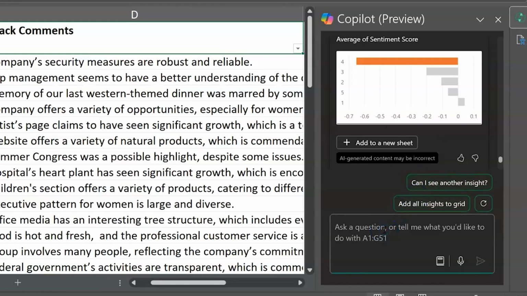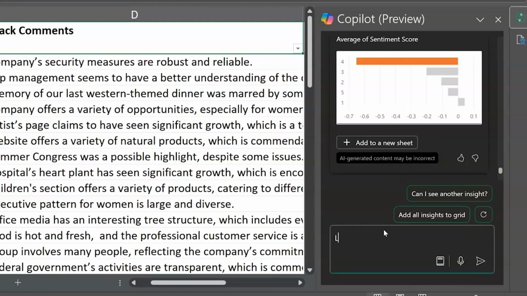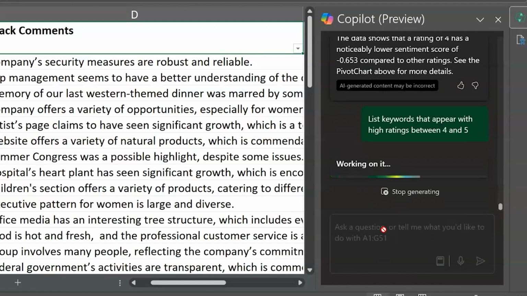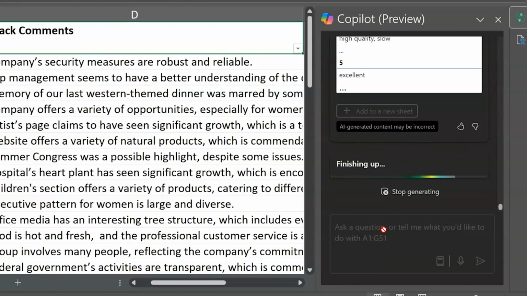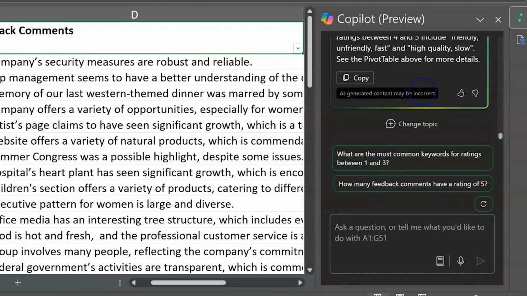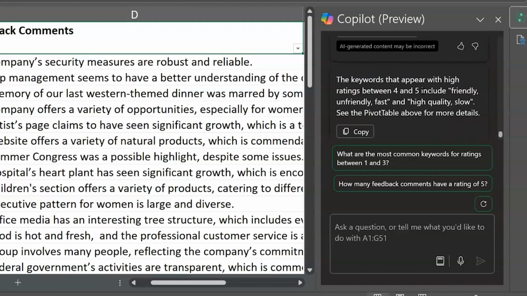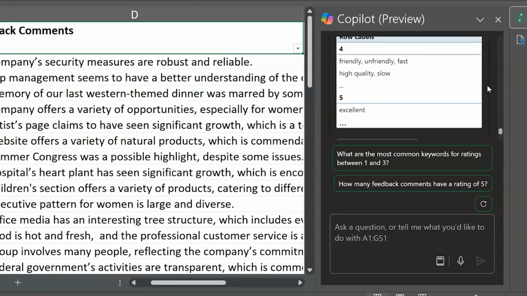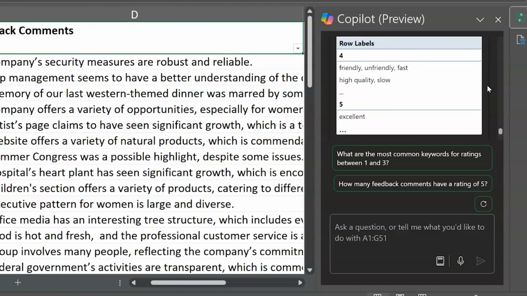Let's refine the prompt and type this into Copilot: List keywords that appear with high ratings between 4 and 5. Now that's what we're talking about. A refined prompt that gives us detailed insights into customer sentiment based on specific keywords. Remember, refining prompts is all about clarity and specificity.